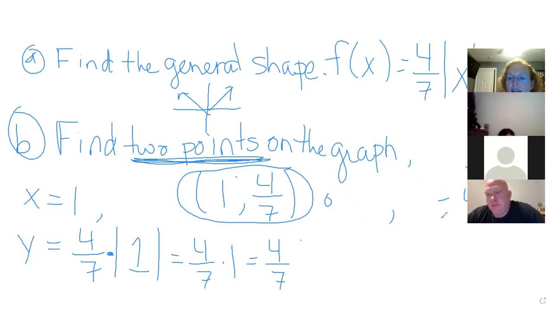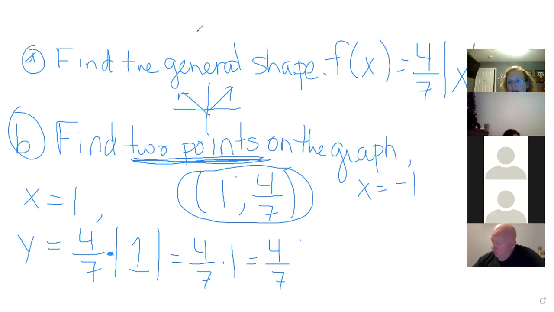So if you're going to find the second point, you have to pick another x value. You already picked x equals 1 over there. So what I'm going to do this time is I'm going to pick x equals -1. You can't find a different point if you don't have a different x value. So for whatever you picked for the first one, you better pick something else for the second one. And remember what that means is that y is going to equal 4/7 times the absolute value of -1.